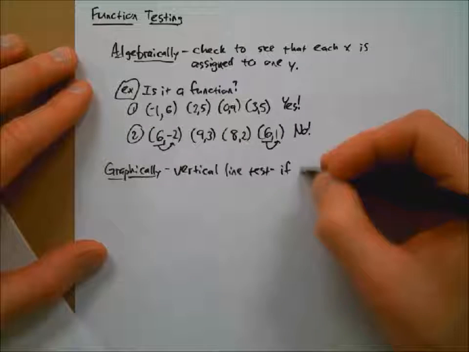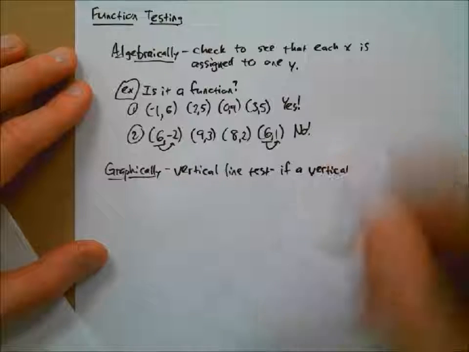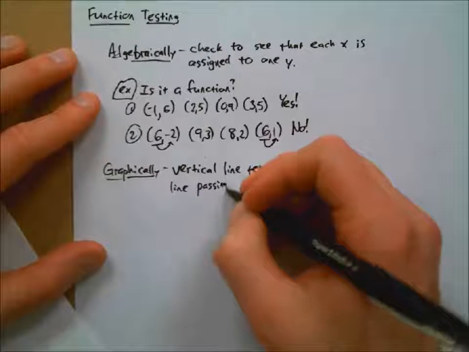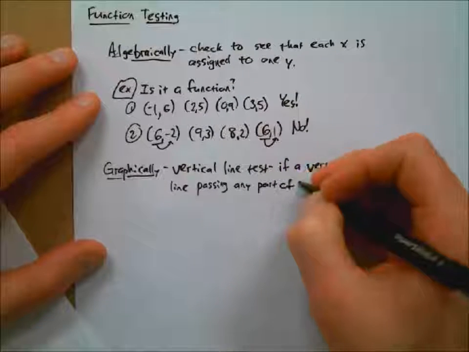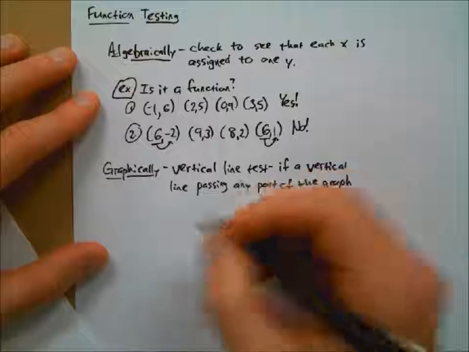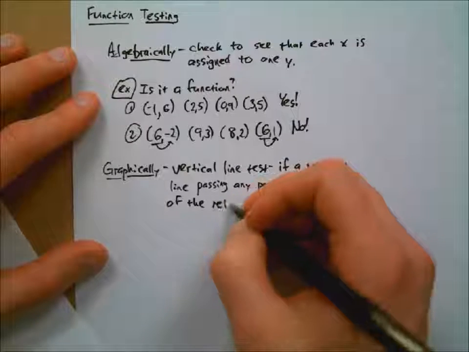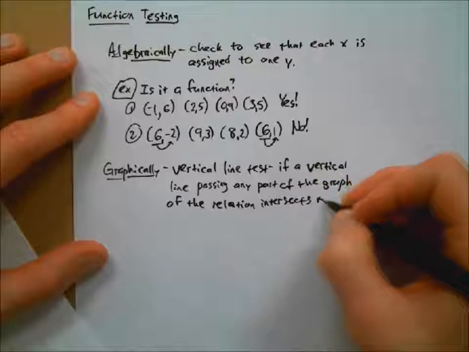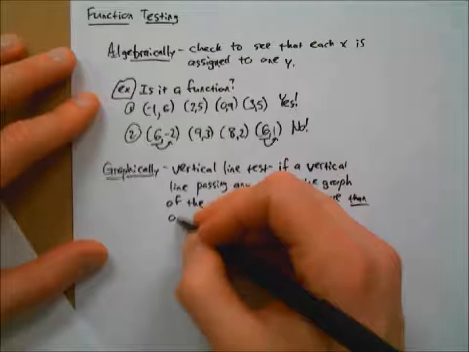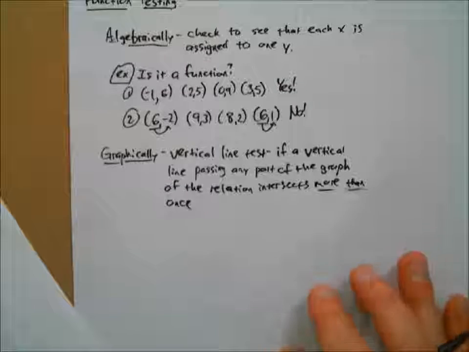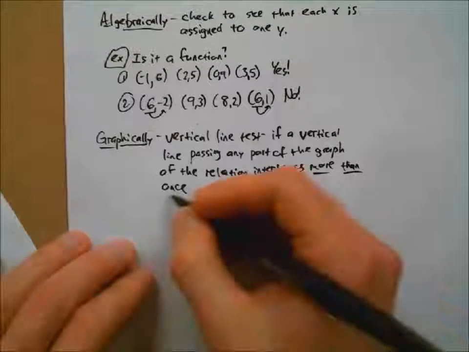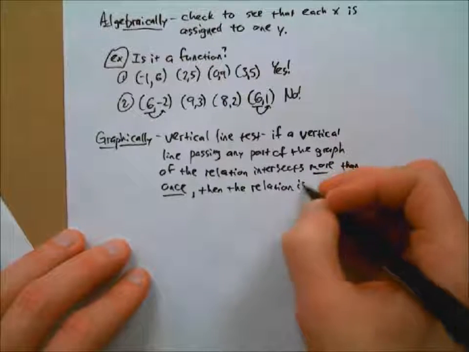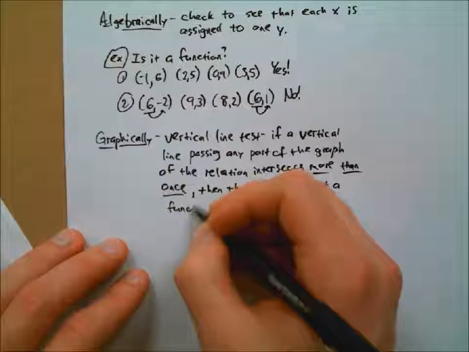If a vertical line passing any part of the graph of the relation intersects more than once, then the relation is not a function. Okay, so that's the vertical line test.